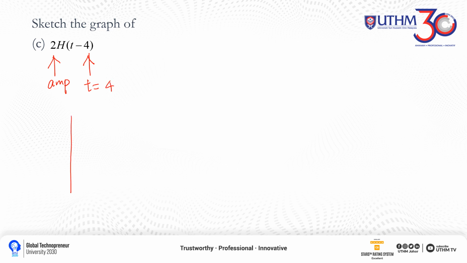So when you plot the graph, the x-axis is t, the y-axis is y. So when t equal to 4, you can plot the 4 here with the amplitude 2. This one is 2, so amplitude 2, you can plot from t equal to 4 to infinity.